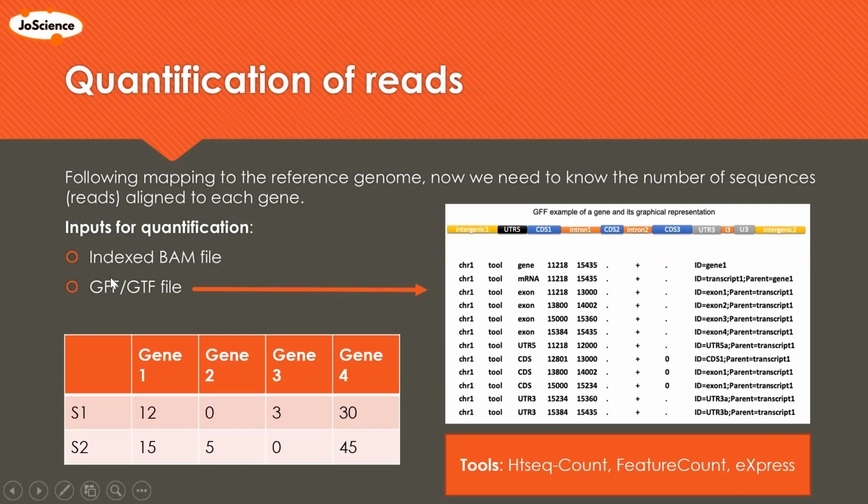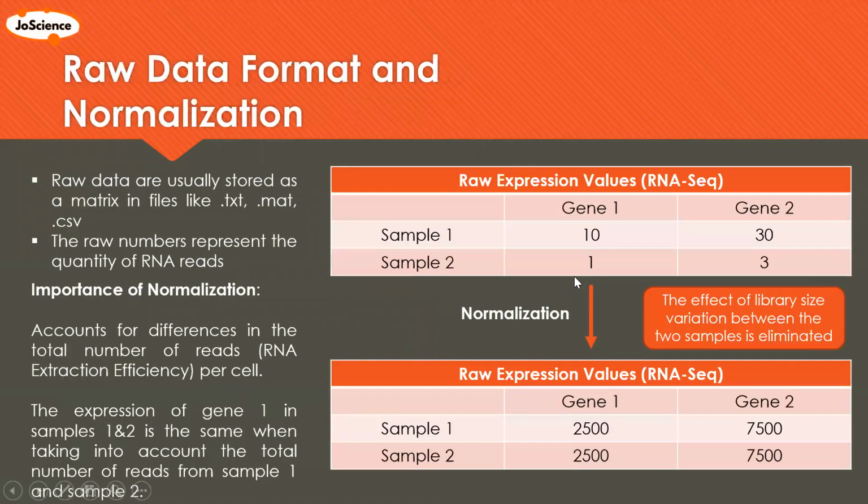Quantifying algorithms need an input like the BAM file as well as the GFF or the GTF files. This is an example structure of the GTF and the GFF file. We have also talked about the importance of raw data normalization.